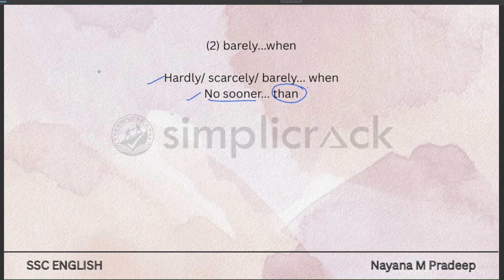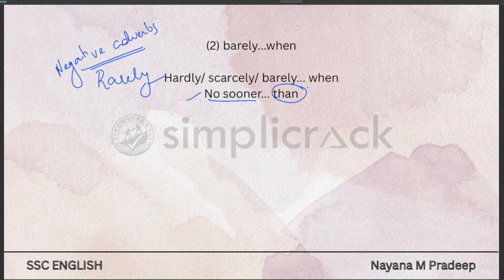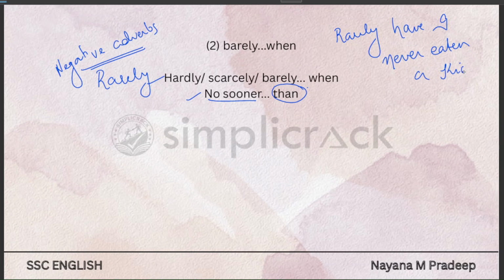Now, hardly, scarcely, barely, rarely, all these are negative adverbs. So when you use them in a sentence, make sure that you do not use another negative word along with it. For example, you should not say rarely have I never eaten a kiwi. You should never use this sentence. This is wrong. Why? Because rarely itself is negative. So you do not need another negative word along with it.